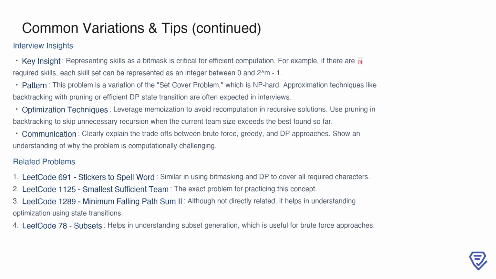Interviewers often expect you to use techniques like backtracking with pruning or dynamic programming with efficient state transitions to approximate solutions effectively. Optimization techniques, such as memoization, help reduce redundant computations in recursive solutions, while pruning and backtracking allow you to skip unnecessary recursion when the current team size is already larger than the best solution found so far.